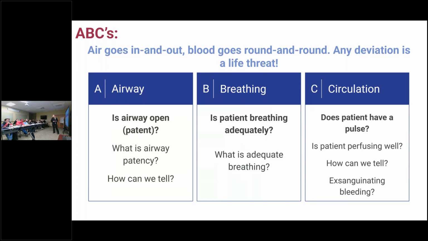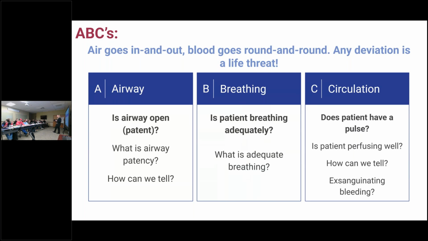Cool. Breathing: is our patient breathing adequately? So what is adequate breathing? 12 to 20 a minute. Yeah, not a lot of crazy lung sounds going on, like wheezing might not necessarily be adequate, right? And then circulation. So does our patient have a pulse? That's number one, that's important, right? Is our patient perfusing well? What is hypoperfusion? Shock, good.